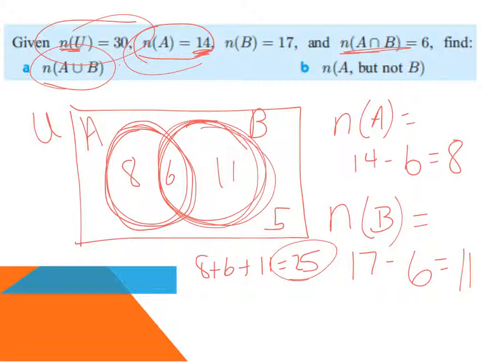So there are 25. And then the number of elements in A but not B would be, we take A, these are in B, so we don't want to count those, so what we're left with are the 8 that were in A and not in B.